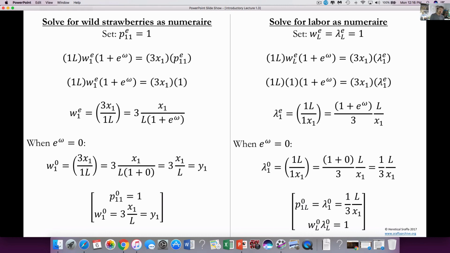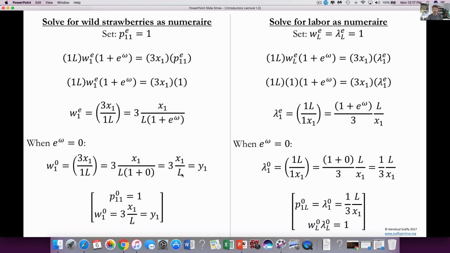So it's going to be 3 units of wild strawberries per unit of labor, multiplied by that denominator here, 1 plus the rate of exploitation, right? When the rate of exploitation is 0, that's going to be the point here, the zero profit relation is correct. Then the E falls out, and we have our complete wage rate, which is equal to 3 units of wild strawberries per unit labor.